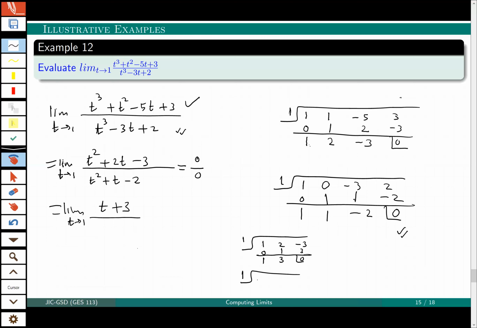Same thing here. 1, 1, minus 2, so that will be 0. 1 plus 0, it's 1. 1 times 1, it's 1. 1 plus 1, it's 2. 1 times 2, it's 2, so that's 0. So I'll get here t plus 2, which means it is 1 plus 3, 4, and 1 plus 2, it's 3. Now, next question.